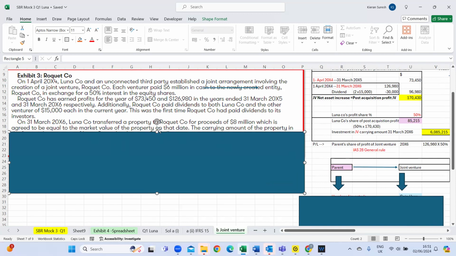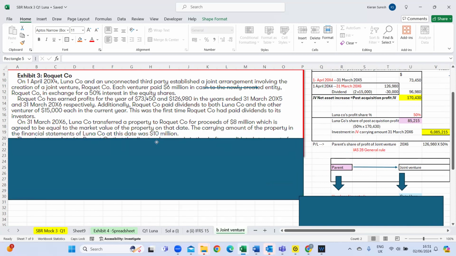Market value of the property on that day was 8 million, but the carrying amount of the property was 10 million. Now you can clearly see what has happened. We had that asset at 10 million and we sold it to the joint venture for only 8 million. Why? Because that was its market value. That shows the asset in our balance sheet that we wanted to sell has impaired, which is the evidence that the market value has dropped, right?